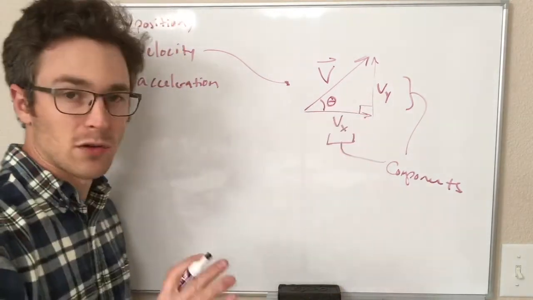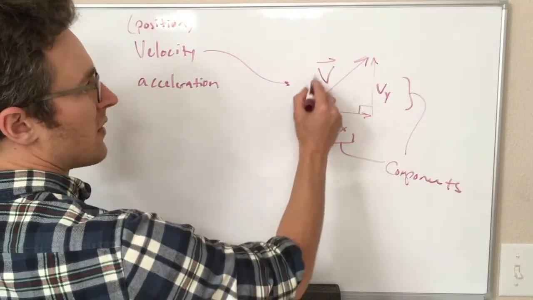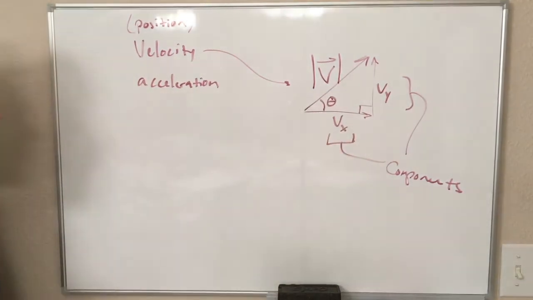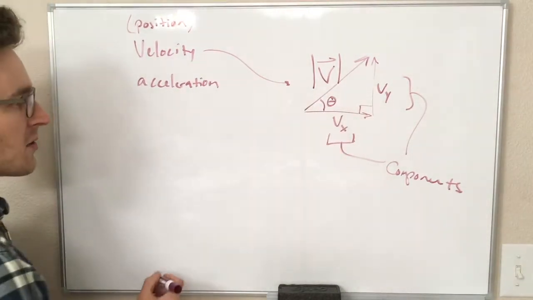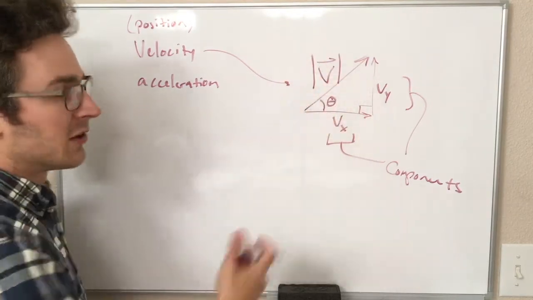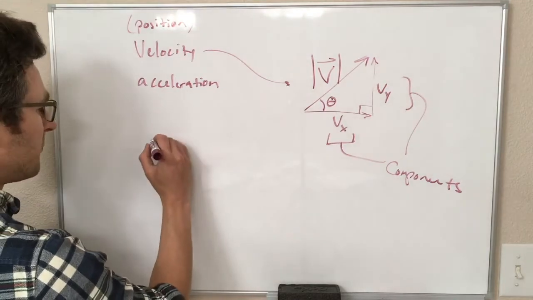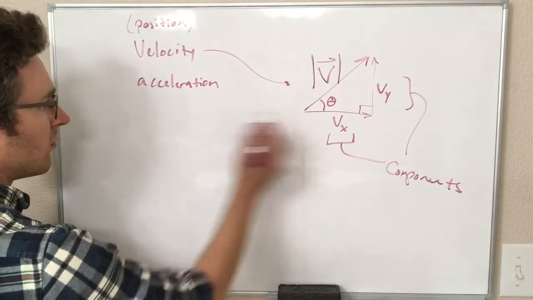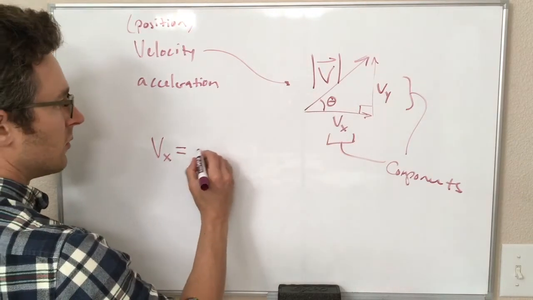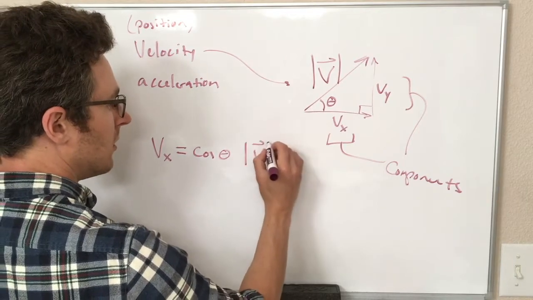So let's talk about trigonometry for just a second. This is just a quick little math review. This vector has some magnitude, some length, and we show that with our absolute value signs. So the length of this vector is just the absolute value or the magnitude of our velocity v. Okay, so Vx on this diagram is going to be equal to cosine of theta times the magnitude of v.